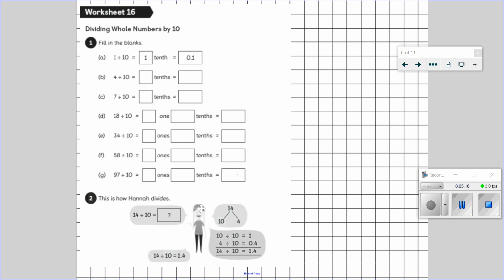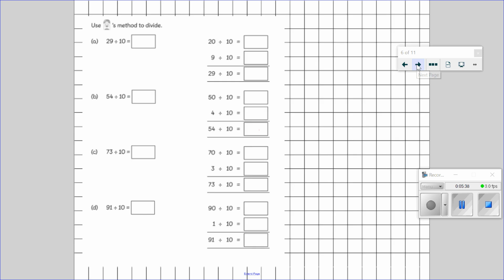For question 2, we're looking at how Hannah divides, and she is partitioning the number, just like Ravi did earlier. So she splits her 14 here into 10s and 1s, giving her 10 and 4. Then she just needs to divide 10 by 10 and 4 by 10 and put them back together. And you need to use her method to complete this part of the worksheet.